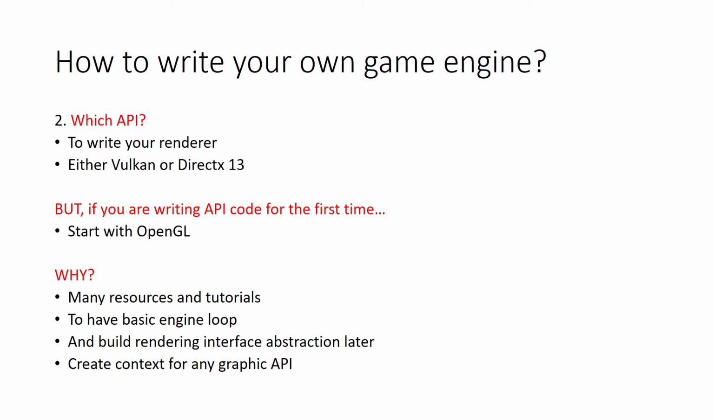How to write your own game engine. Two: which API to write your renderer? Either Vulkan or DirectX 12. But if you are writing API code for the first time, start with OpenGL. Why? Many resources and tutorials.